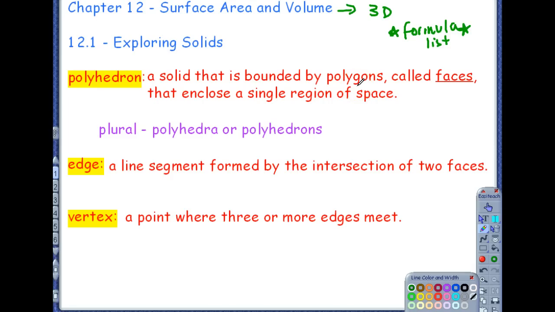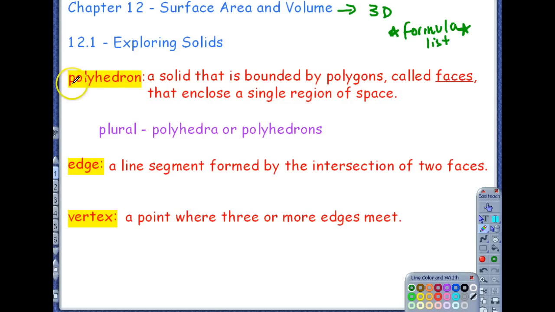Okay. Here's the deal. First section is all just talking about exploring these solids. Solid is a three-dimensional shape, okay? So most of what we deal with in our world is three-dimensional, okay? So what are some things we're going to need to understand?